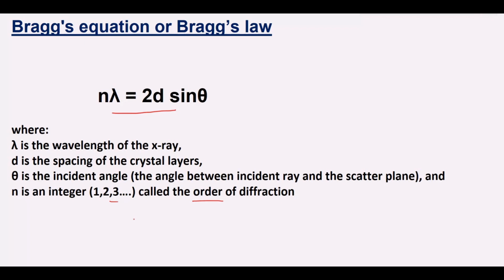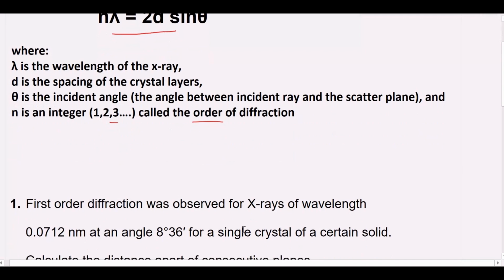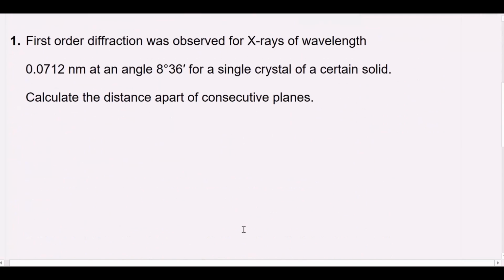Okay, so this is the basic equation based on the diffraction of X-rays by crystals given by W. H. Bragg and W. L. Bragg, known as Bragg's equation or Bragg's law: n lambda equals 2d sin theta. In this video, we will see how to solve a few problems based on Bragg's equation. So let's see the first question.